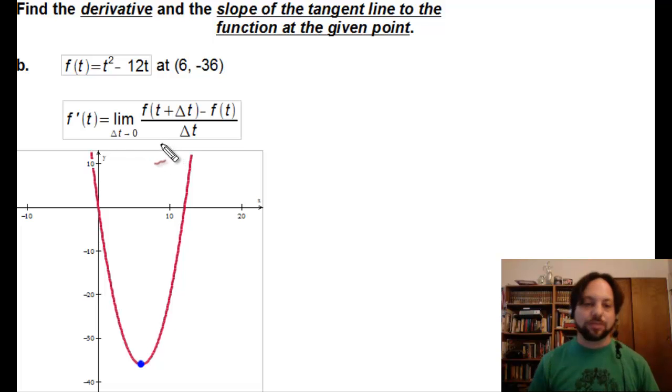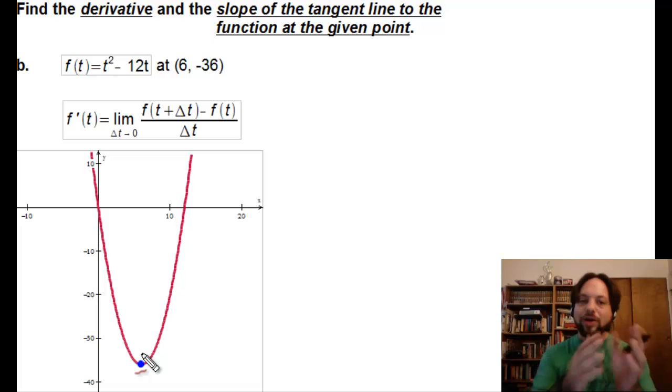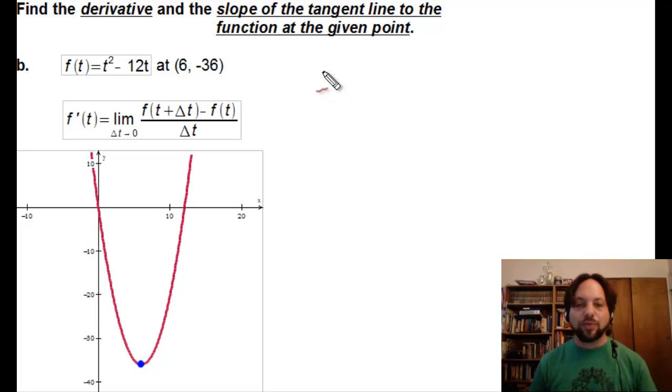Now before we begin this problem, I have gone ahead and graphed for you the function f of t. This is t squared minus 12t. And we're trying to find the derivative of this function at the point 6 comma negative 36. In other words, we're trying to find the slope of the tangent line right here. So before we even begin, go ahead and take a guess what you think it might be. Alright, hopefully you have your guess. And with that, let's go ahead and see what this is going to look like.